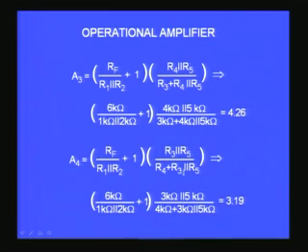Now we apply all the known values of resistors. RF is 6k, R1, R2 are 1k and 2k, R3, R5 are 3k and 5k, and R4 is 4k. So when you substitute with these values and calculate the effective gain, the gain factor is about 3.19. Again, you can see the positive sign. These two are positive because they are applied at the non-inverting input of the amplifier.